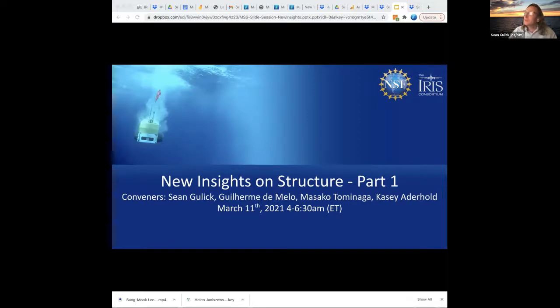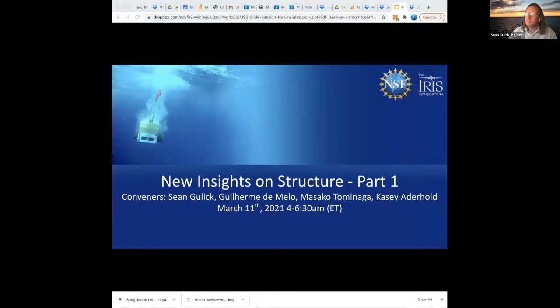The plan here is to introduce exciting new research outcomes from recent seismic experiments targeting formation and evolution of ocean basins, mantle imaging, rifted margins, and subduction zones. And our first speaker this morning is Richard Davy.